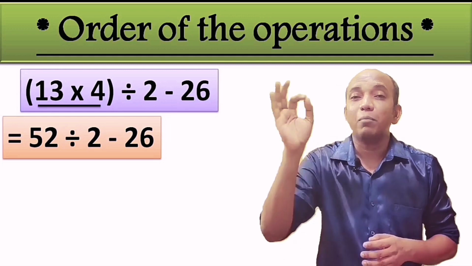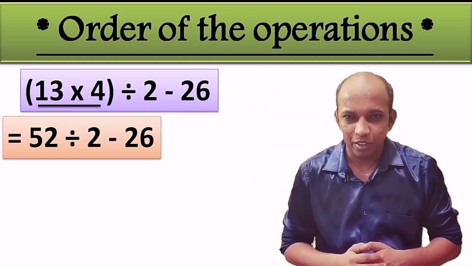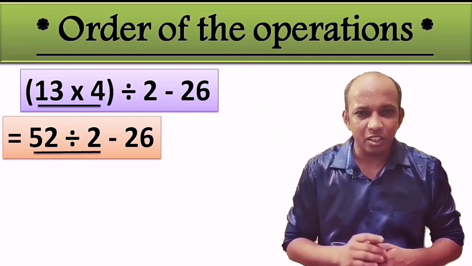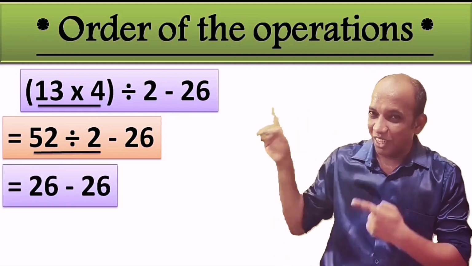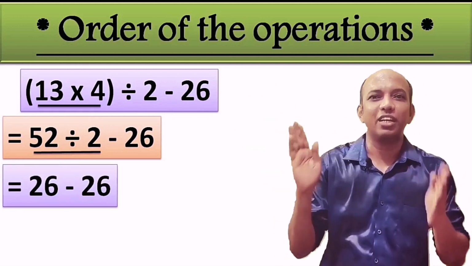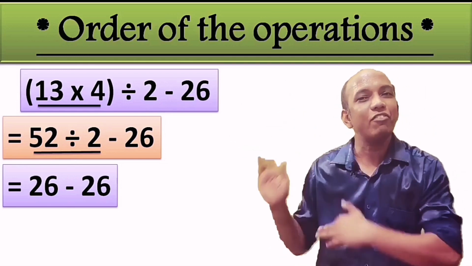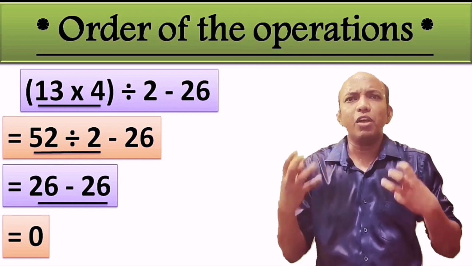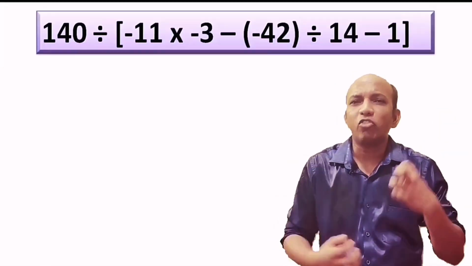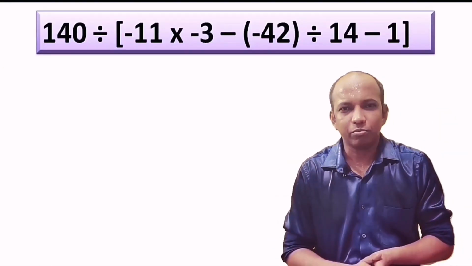So what we are left with, 52 divided by 2, is what we need to do, right? The moment you carry out the division, you get the answer 26, and yes, 26 minus 26, we get 0, and that is our final answer. Yes or no? Now what happens if more brackets and more operations are given to you?